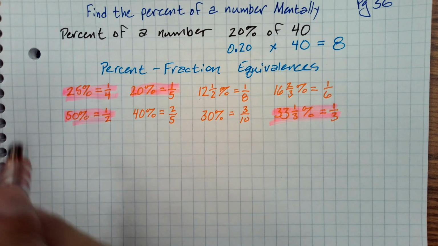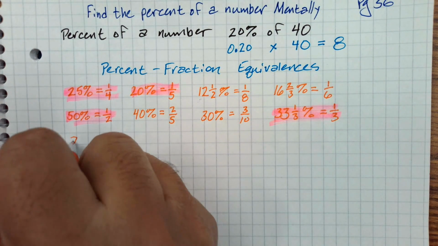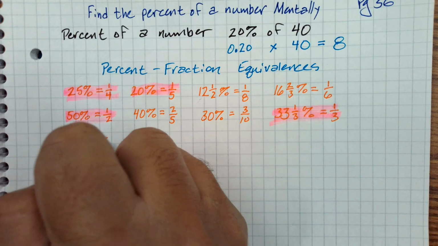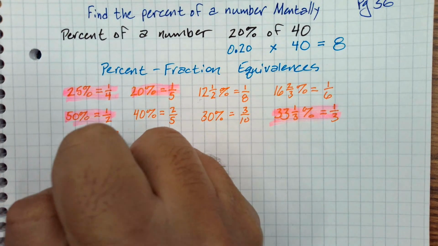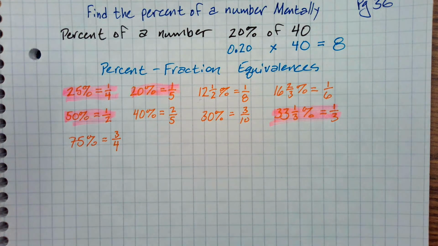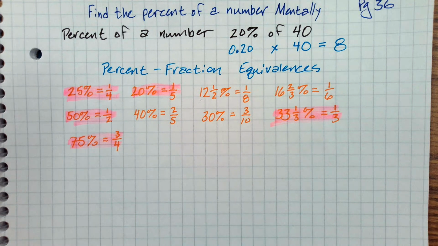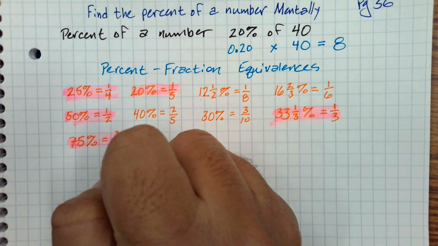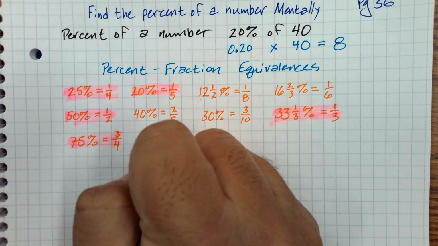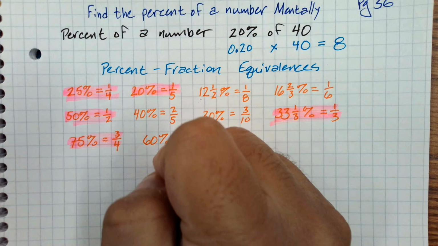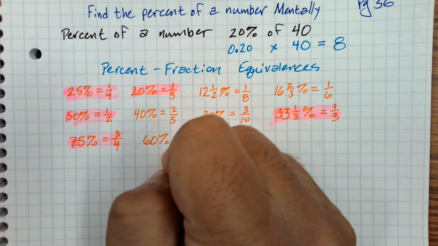75%. Definitely. If you get 75% off of something, you get 3/4 off of that item. So if there's a discount of 75%. Oh, 25%. Sorry. Okay. What else do we have? 30%. Well, we'll get there. 60%, 3/5.